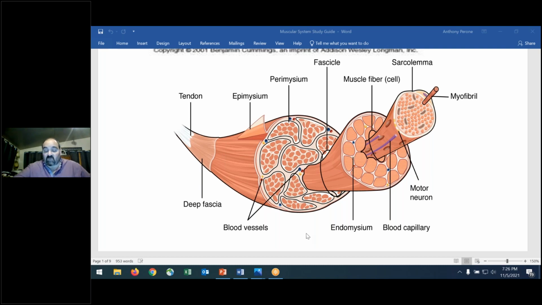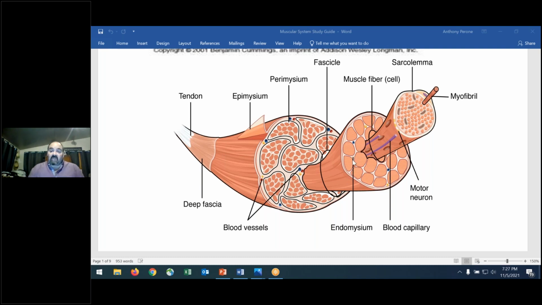Okay, so I'll say that again. The epimysium covers the muscle. The perimysium covers the fascicles. The endomysium covers the myofilaments. No, it covers the muscle fibers, also known as the muscle cells. So the endomysium covers the muscle fibers, also known as the muscle cells.